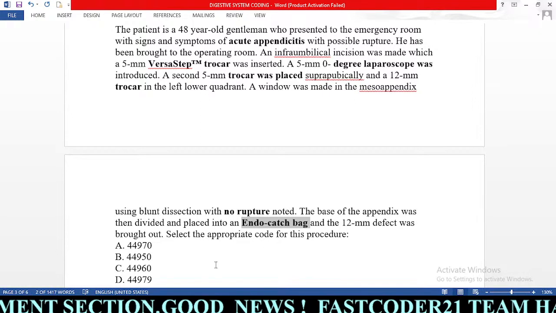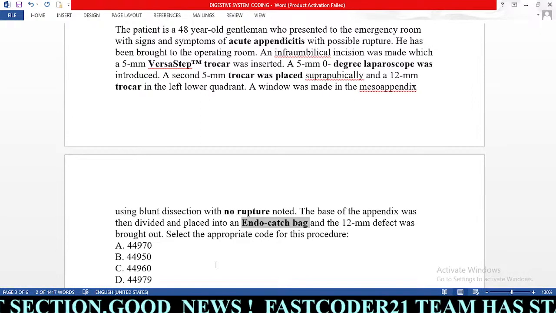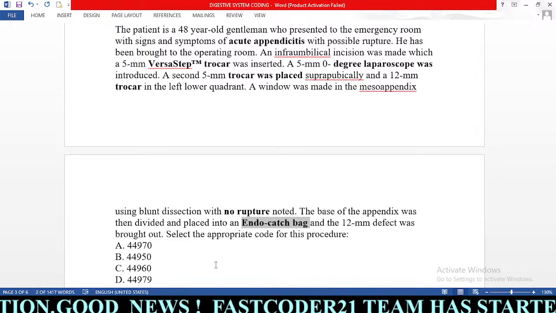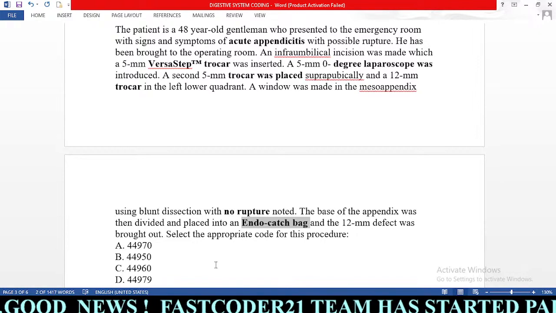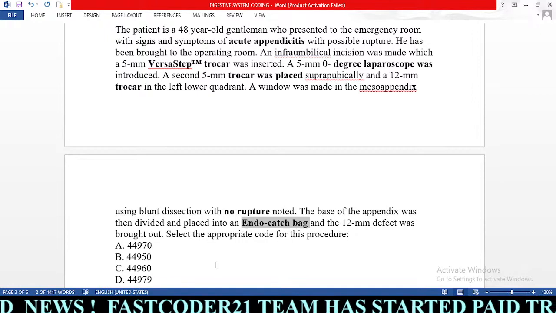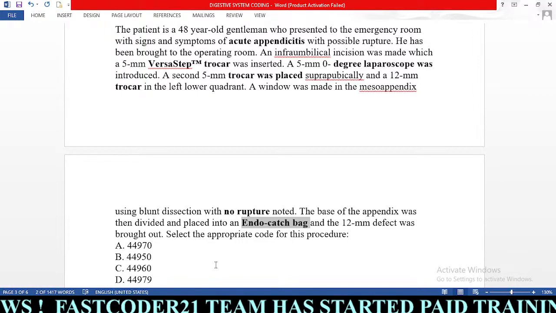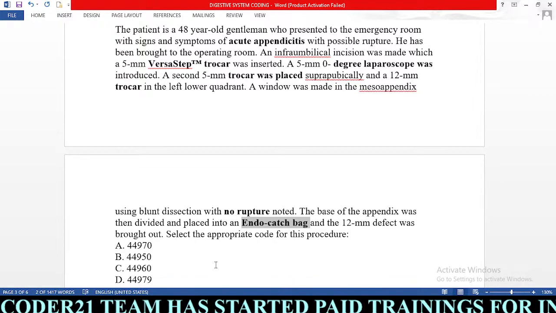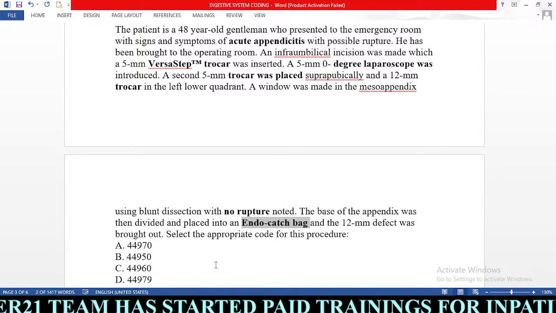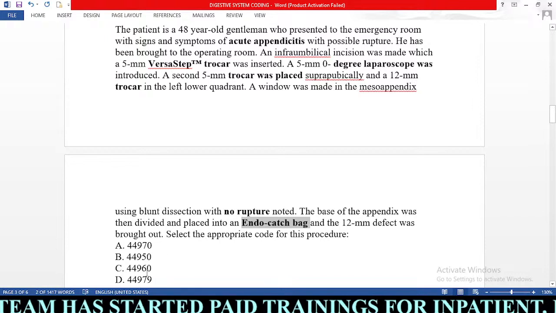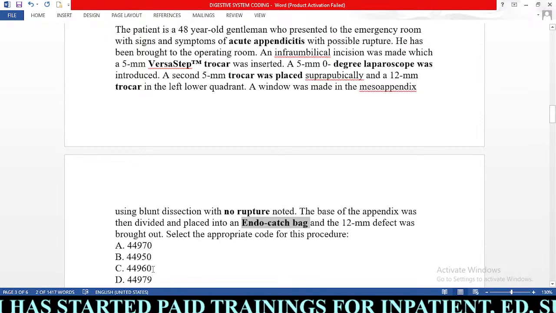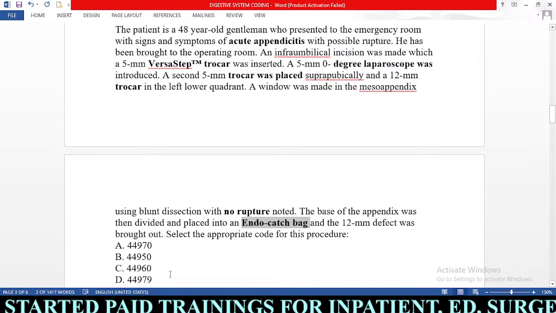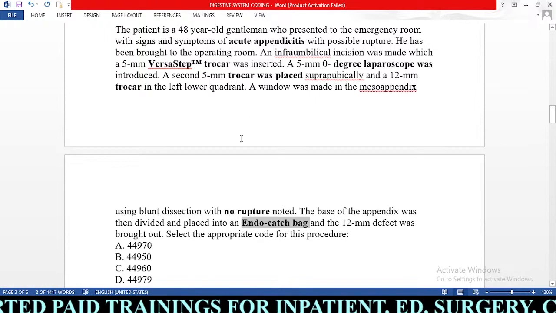Why? Because it is under excision, but it is an open procedure. So directly we can eliminate 44950, and we can eliminate 44960 also, which is for ruptured appendix. You need to remember here that 50 and 60 are open procedures. So we can't code open procedures as the physician has performed the laparoscopic procedure.